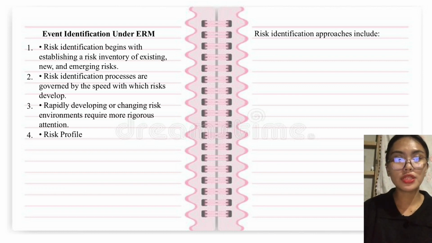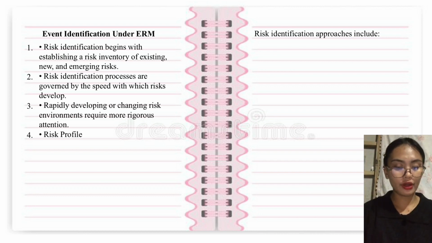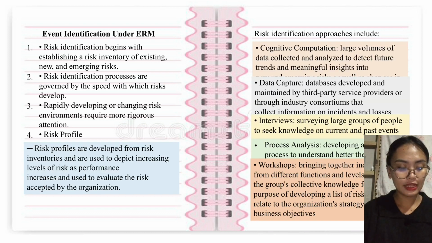Risk identification processes are governed by the speed with which risks develop. So the rate at which risks arise governs the risk identification technique. The next is that rapidly developing or changing risk environments require the most rigorous attention. So a risk setting that evolves rapidly demands greater attention. Then assessing the risk profile.